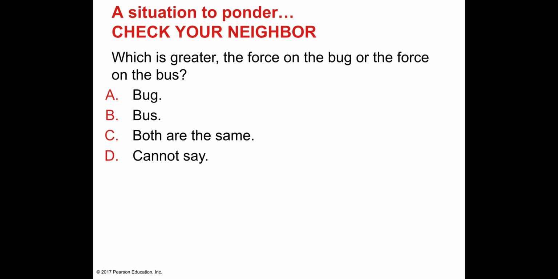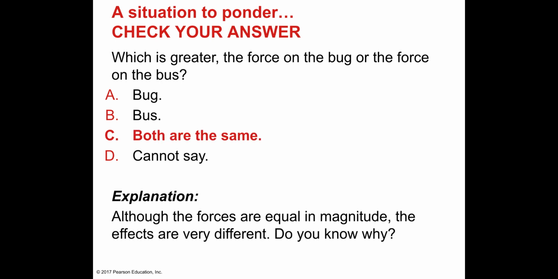Which is greater, the force on the bug or the force on the bus? Again, they are the same. The bug will apply a force that is equal to the same force that the bus applied on it. The only thing is that the bug has a small mass. So although the forces are equal in magnitude, the effects are very different. Do you know why? Because they have different masses.